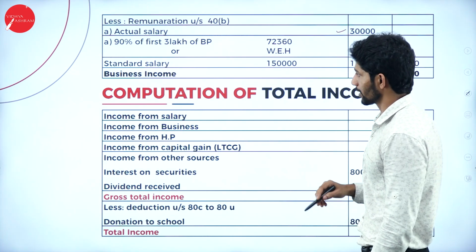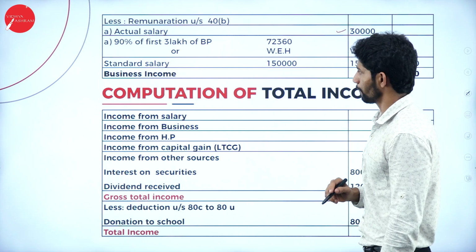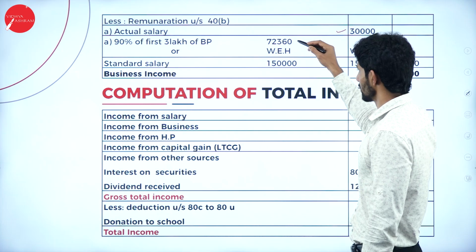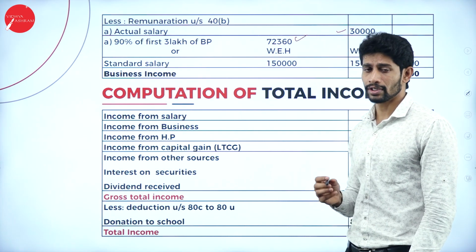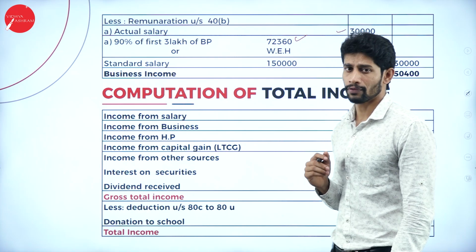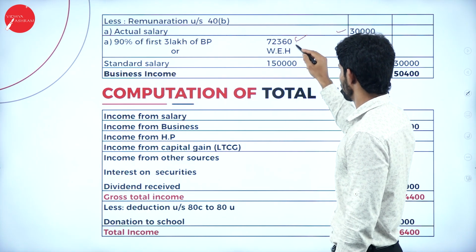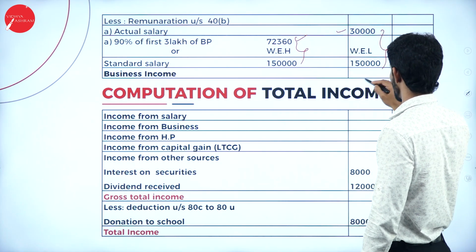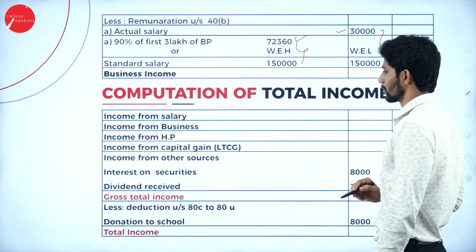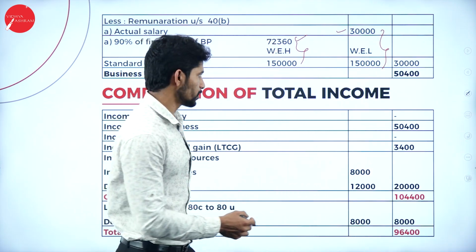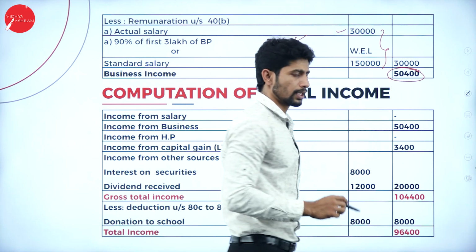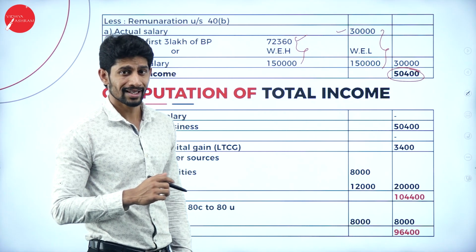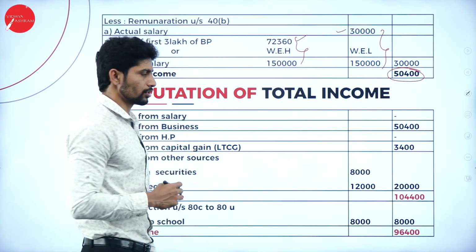So from book profit, less remuneration under section 40B, actual salary rupees 30,000. It is given in the problem, partner salary. Next, 90% of first 3 lakh of book profit. So on book profit, if you compute 90%, you will get 72,360. So here the book profit is less than standard amount of 1,50,000. So compare this 90% of book profit with 1,50,000, whichever is high. So take 1,50,000 here and compare it with actual salary received, whichever is low. You will get 30,000. So deduct 30,000 rupees from book profit. You will get the balance of 50,400. That 50,400 is called what? Business income.